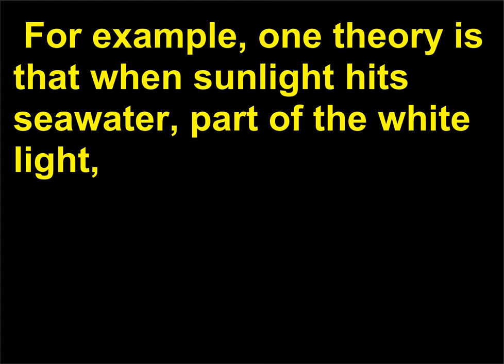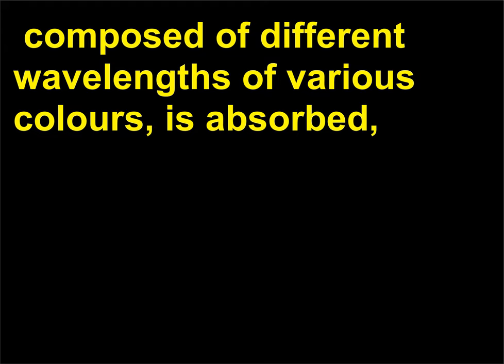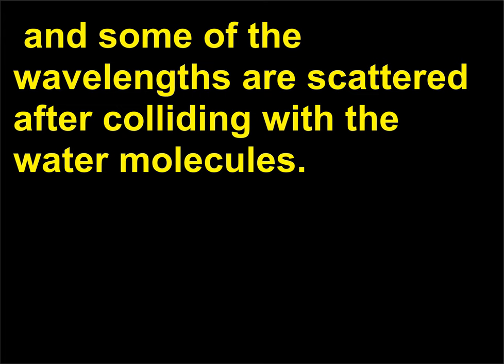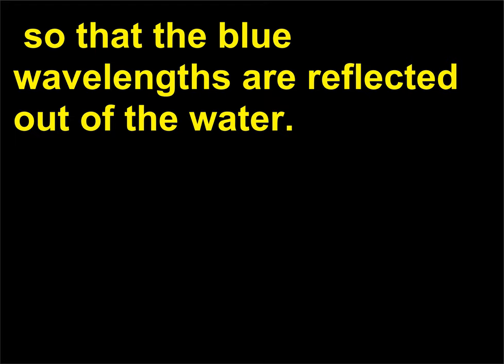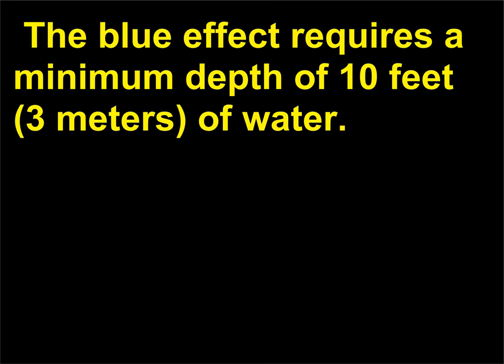For example, one theory is that when sunlight hits sea water, part of the white light, composed of different wavelengths of various colors, is absorbed. And some of the wavelengths are scattered after colliding with the water molecules. In clear water, red and infrared light are greatly absorbed, but blue is least absorbed, so that the blue wavelengths are reflected out of the water. The blue effect requires a minimum depth of 10 feet, 3 meters, of water.